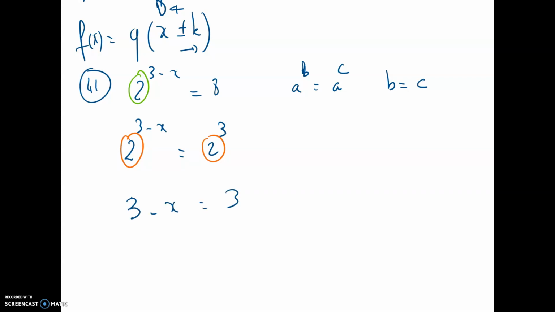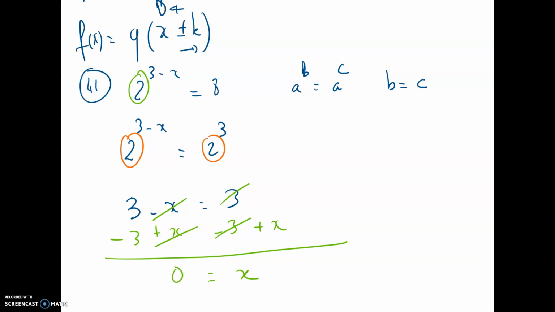So we end up having, I am going to subtract 3 and subtract 3, and add x and add x. By doing so, x is by himself now, it is positive, and 3 minus 3 equals 0. So the answer is going to be 0. The set of solutions is going to be 0.